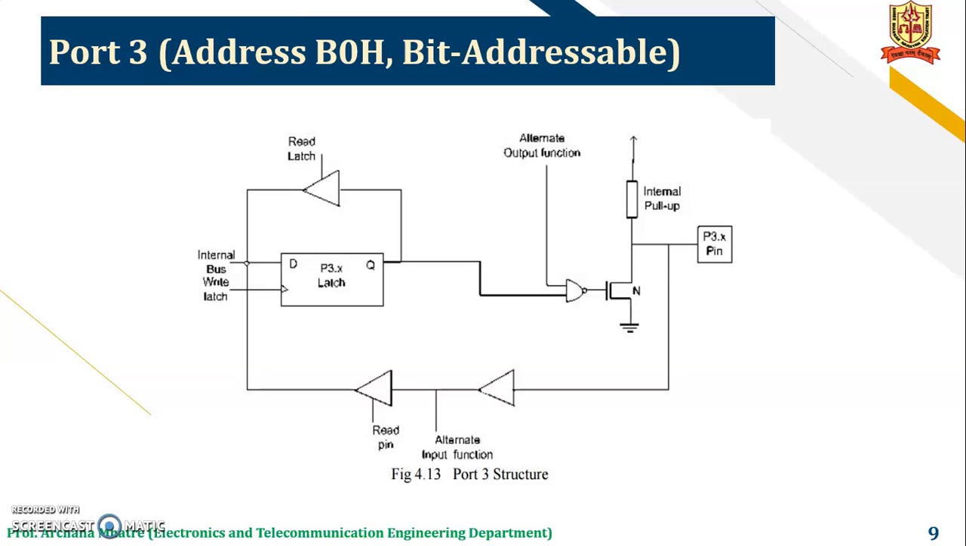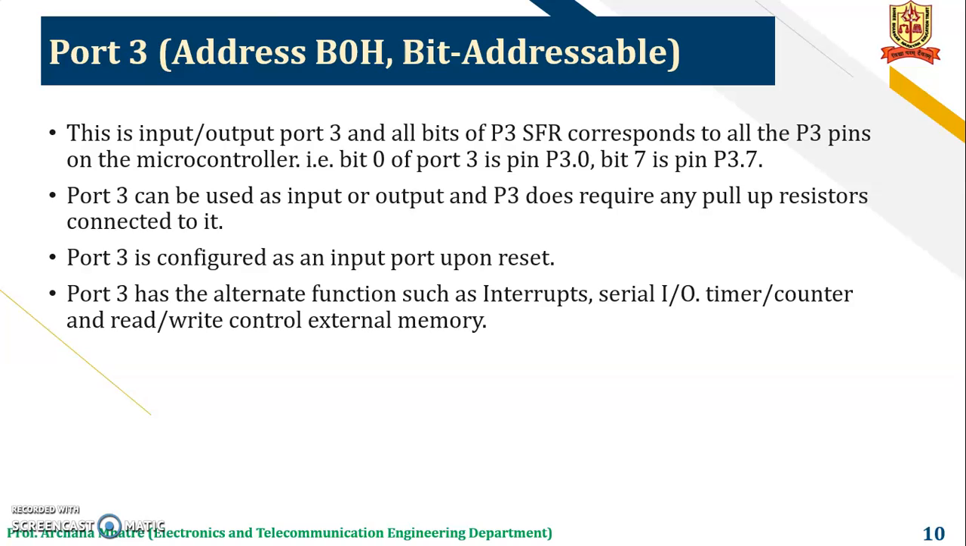Now next is port 3. This is the internal structure of port 3. It has the address B0H in the internal RAM location. It is a bit addressable port. Again, this is an 8-bit port corresponding to all the P3 pins on the microcontroller, that is, bit 0 of port 3 is pin P3.0 and bit 7 is P3.7. Port 3 can be used as an input or output, and port 3 does not need any pull-up resistor connected to it.